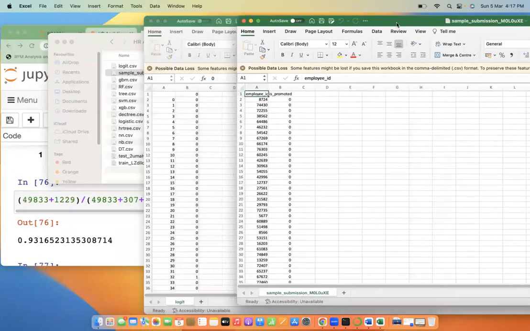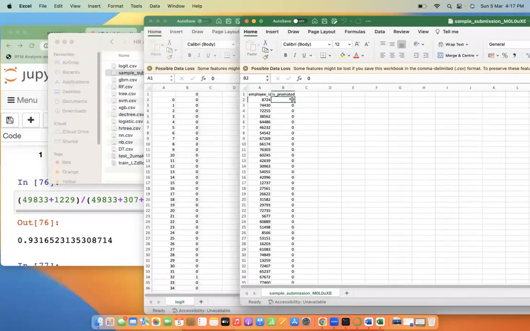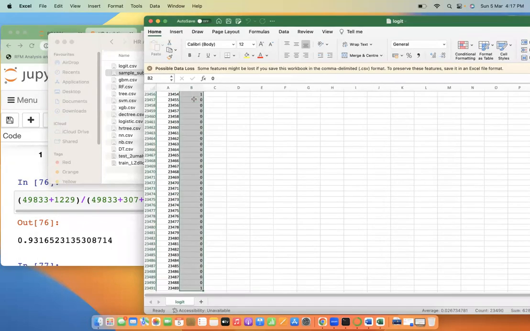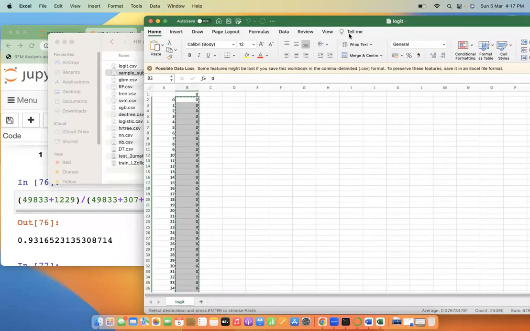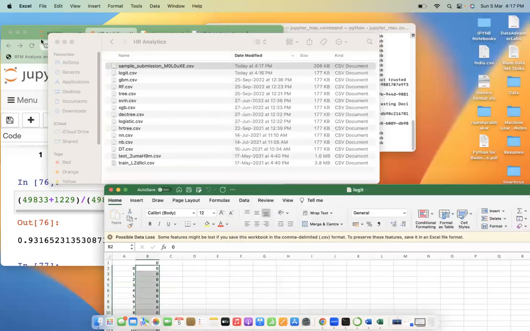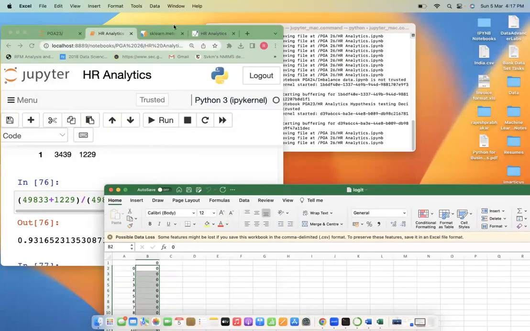See, this is our sample submission file. Right? Now from here, the first one is the column header. This 0 is the column header. Don't copy that. From row B2, Control Shift down arrow, Control C, copy them. Go to here, under is promoted. Do not touch the first column. Do not touch the headers. Paste it. Control S, save it. Okay. Now, let me submit.